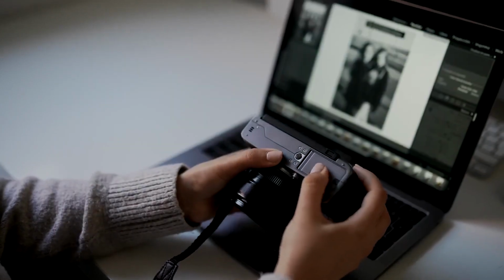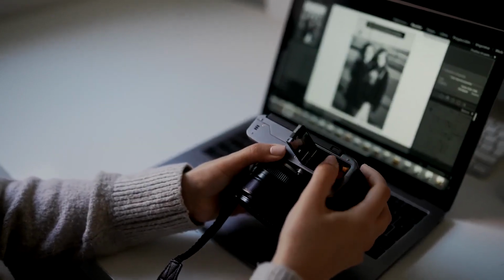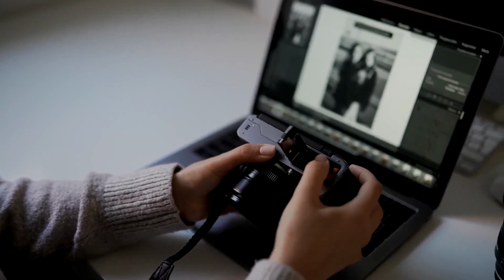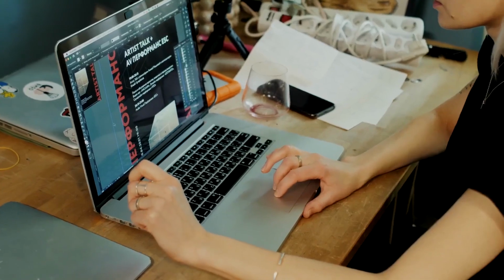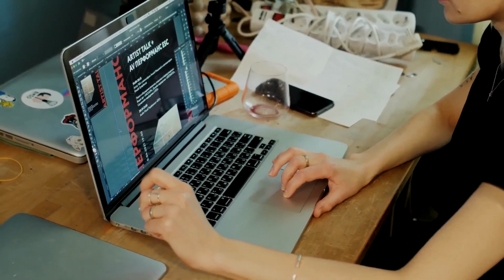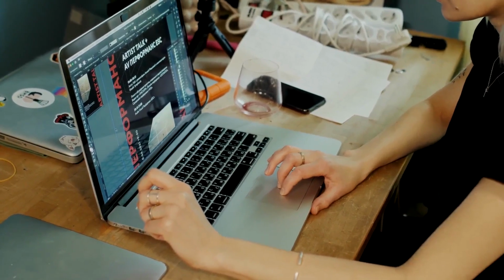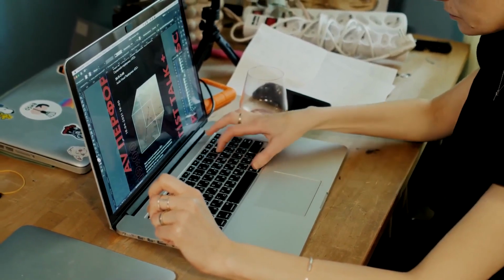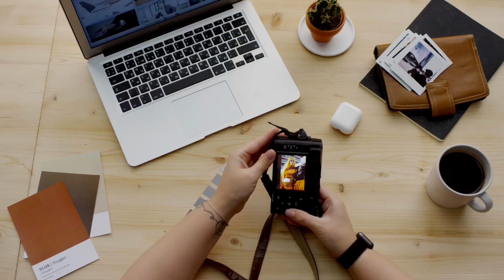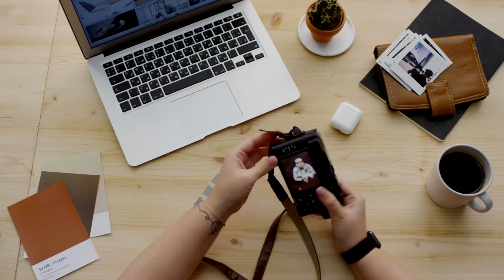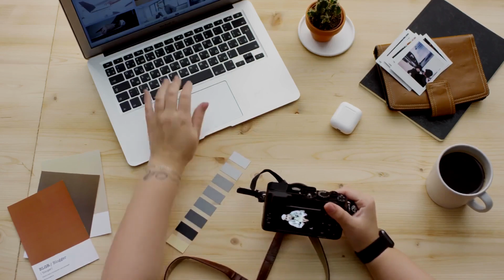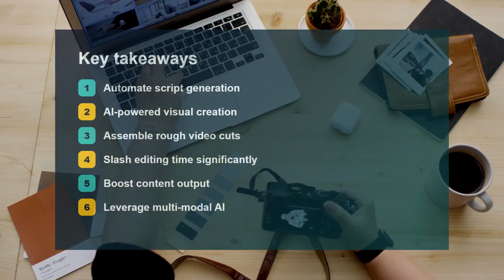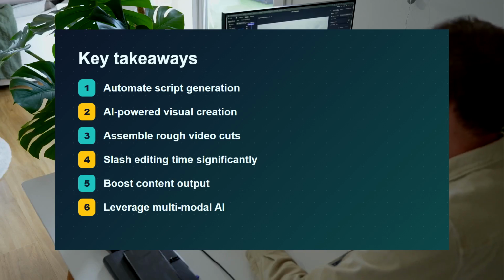The traditional video editing process is a time sink. Before, you'd spend hours scripting, manually finding stock footage, recording voiceovers, and then painstakingly assembling everything in an editor. This could easily take a full workday for a single short video. Now, with AI, that entire process can be condensed into a fraction of the time, allowing you to scale your content production dramatically.